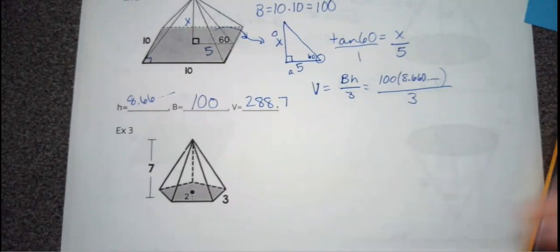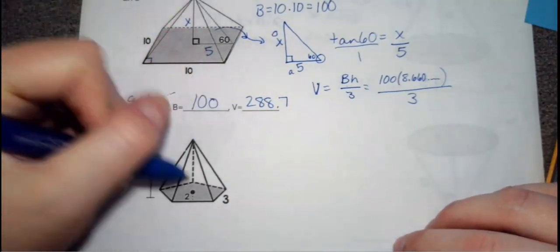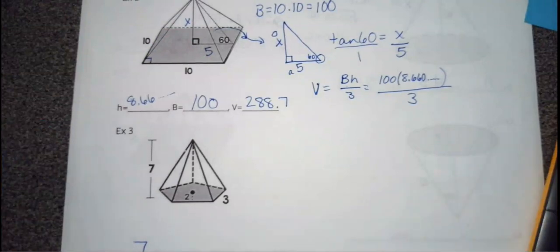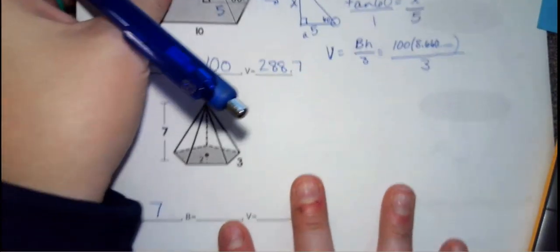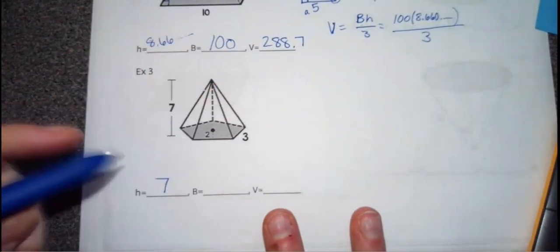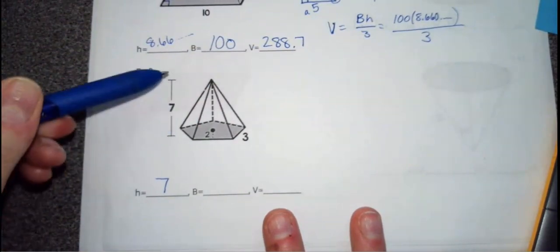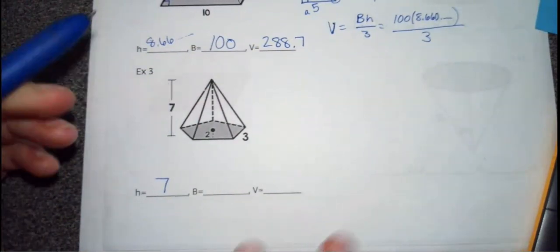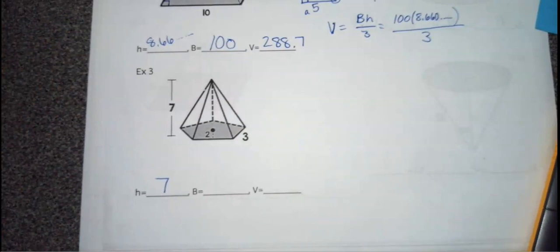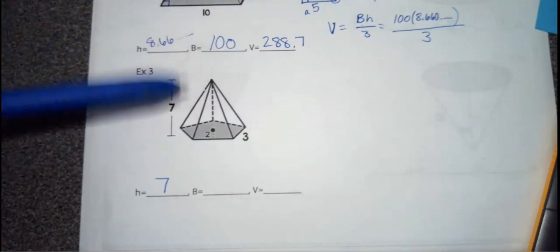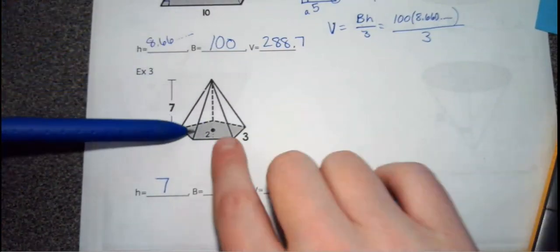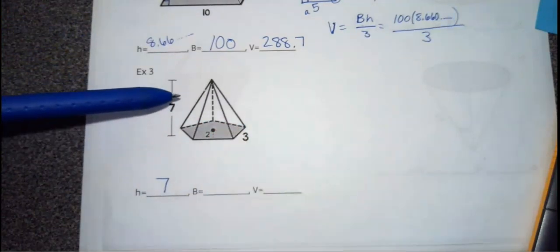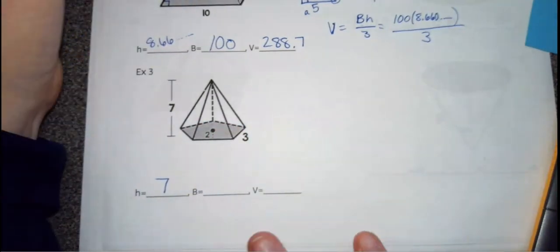It's the same idea as the one from yesterday. Our height is 7. Make sure you pay attention when the height is not written inside the shape. Look and see what's going on here. The height is outside here, but it's pretty clear that it shows how tall the shape is, or like it's perpendicular to this base right here. So it's going to be the height.